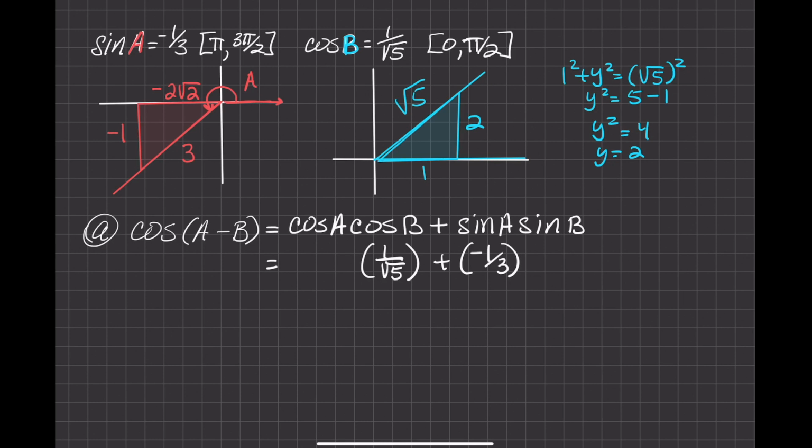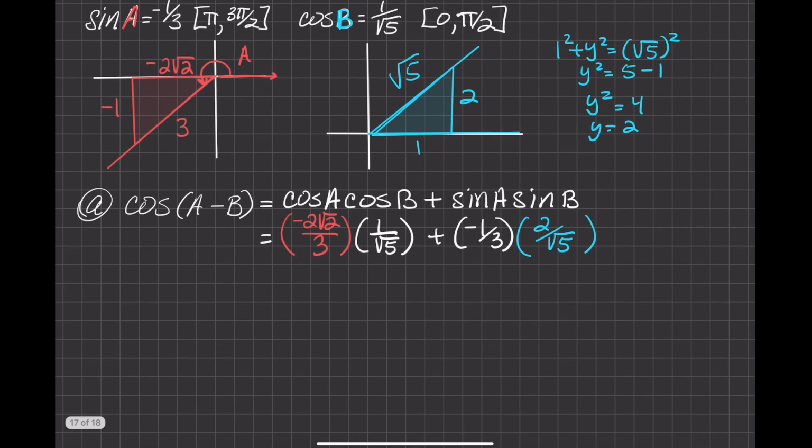Excellent. So now when we come down here to the difference identity, the cosine of A minus B, it says, what's the cosine of A? I can just look at my picture and say, well, there is the x value along my reference triangle, over my r, and the cosine of A is equal to negative 2 square root of 2 over 3. And the sine of B is going to be y over r, so we have 2 over the square root of 5.